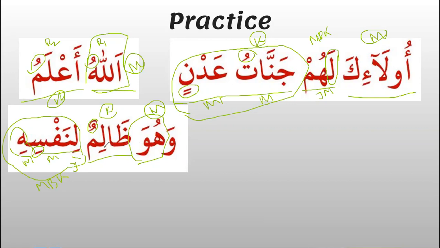Huwa means he is, right? He is a zalim, he is a wrongdoer for his nafs. So he is a zalim for his nafs. He is a wrongdoer for his own nafs. Okay, that's the translation.